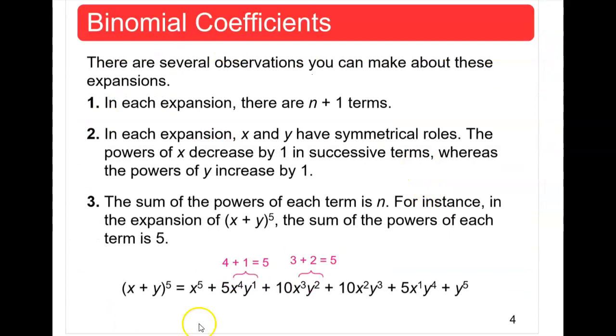So to find those numbers, which we call binomial coefficients, I'm going to highlight here with this example what those will be. For example, here we have 5. That will be the coefficient. Here we have a 10. Here we have a 10. Here we have a 5. And for the first and last term, we do not have a number that we could see, but it's an invisible, or implied, one. So that will also be the coefficient.